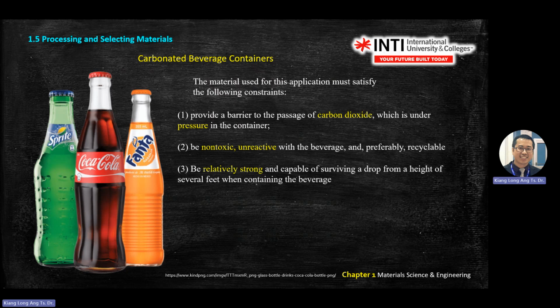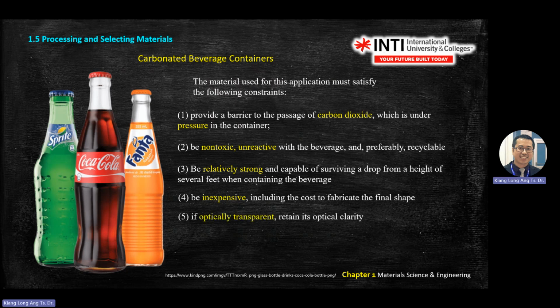Then it must be relatively strong when it's dropped from high ground, which means mechanical properties must meet a certain criteria. It must be inexpensive, so in this cost you also need to consider the costing, the economic dimension. If possible, it should be optically transparent, so people should be able to see what is inside. This is just some example. It can be an aluminum can, then it's a different design.